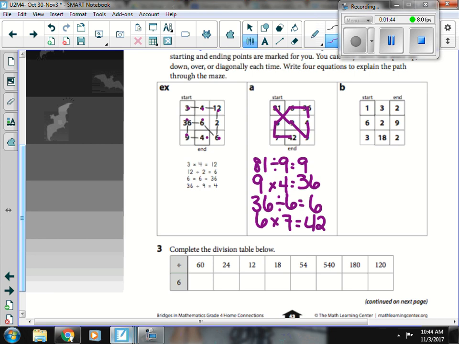For letter B, I'm starting at 1, and I can say 1 times 3 is, there's no 3. 1 times 6 is, there's not another 6. So it must start that diagonal again. 1 times 2 is 2.